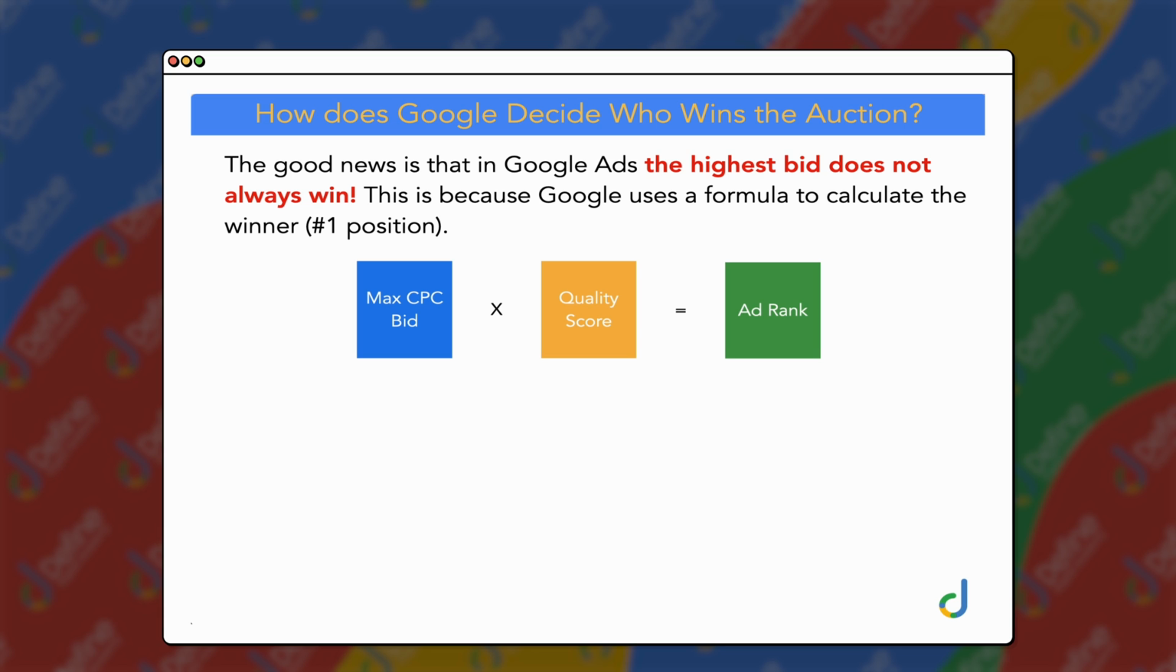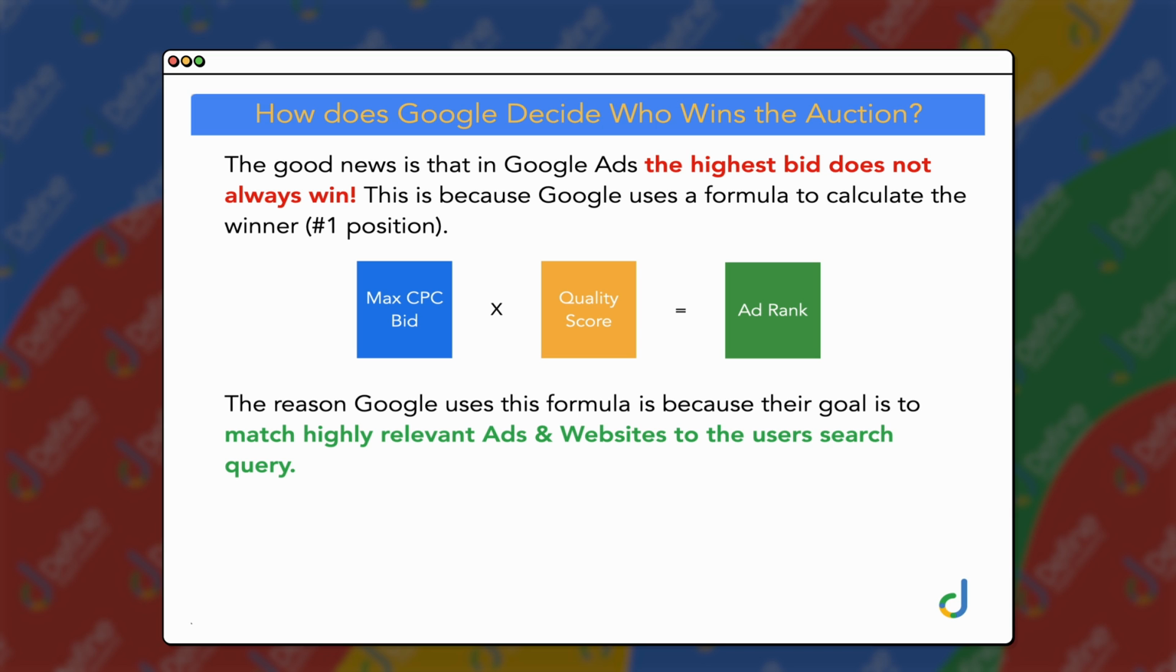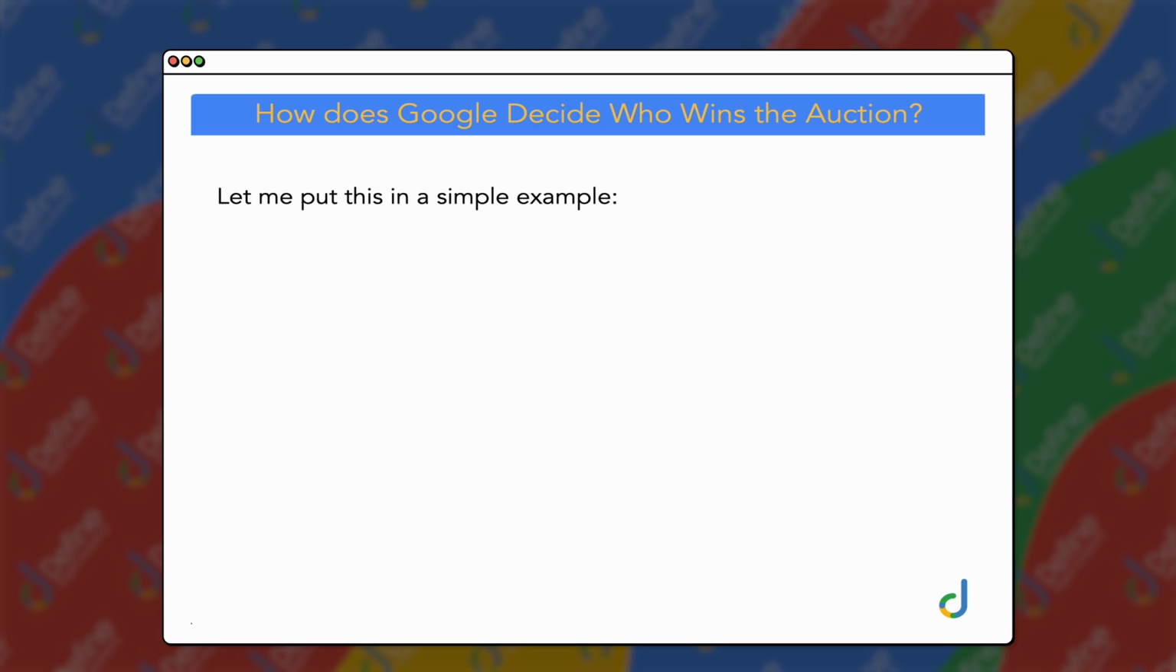And that's what happens in here. So it's not just factored on the amount that you're willing to pay, because it does also take those relevancy factors, which Google calls its quality score, to give you your ad rank. So as we said, the reason why Google uses this formula is because their goal is to match highly relevant ads and websites to the user's search query. So let me put this into an example for you.